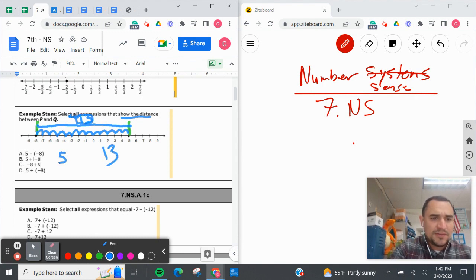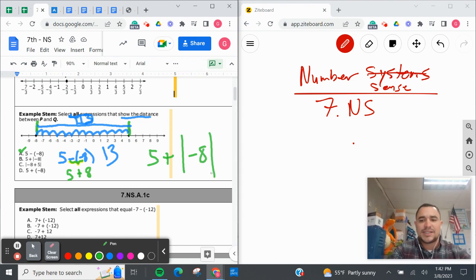So I have 5 minus -8. Well, we should know that the negatives here make a positive, so it's 5 plus 8. That is correct. That is 13. And then we have 5 plus this absolute value. Anything inside the absolute value, once you simplify, turns into a positive. So this will be 5 plus 8, which is also 13. So A and B are both good.